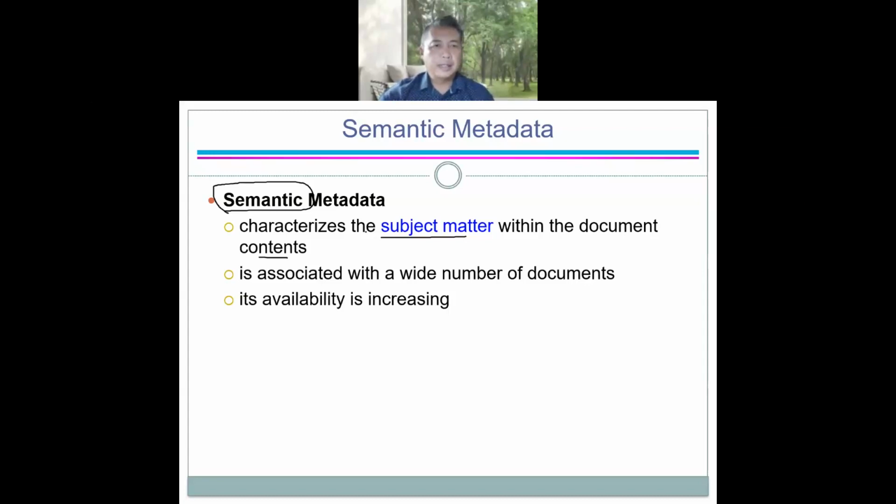Semantic metadata is usually associated with a wide number of documents. So for us to look into the meaning of the document, we have to have a large number of documents. The requirement for semantic metadata is increasingly important because every day we have more documents stored in digital format.